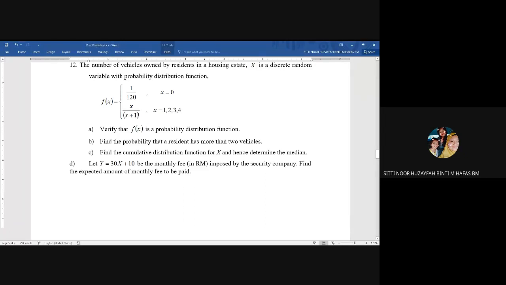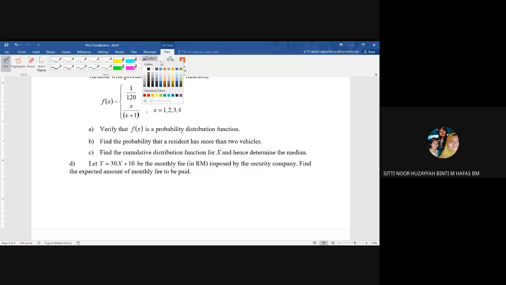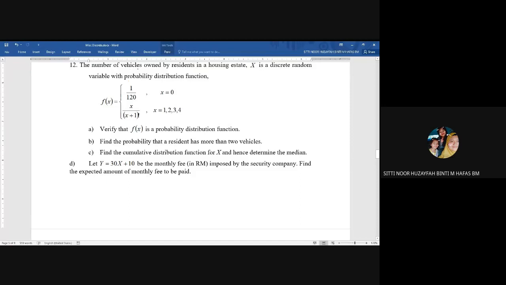Okay, so for question number 12. The number of vehicles owned by residents in a housing estate x is a discrete random variable with probability distribution function. So when x equal to 0, it's 1 over 120. When x equal to 1, 2, 3, and 4 it will be x over (x plus 1) factorial. So we need to verify that f(x) is a probability distribution function. So we have to verify that the total probability is equal to 1.